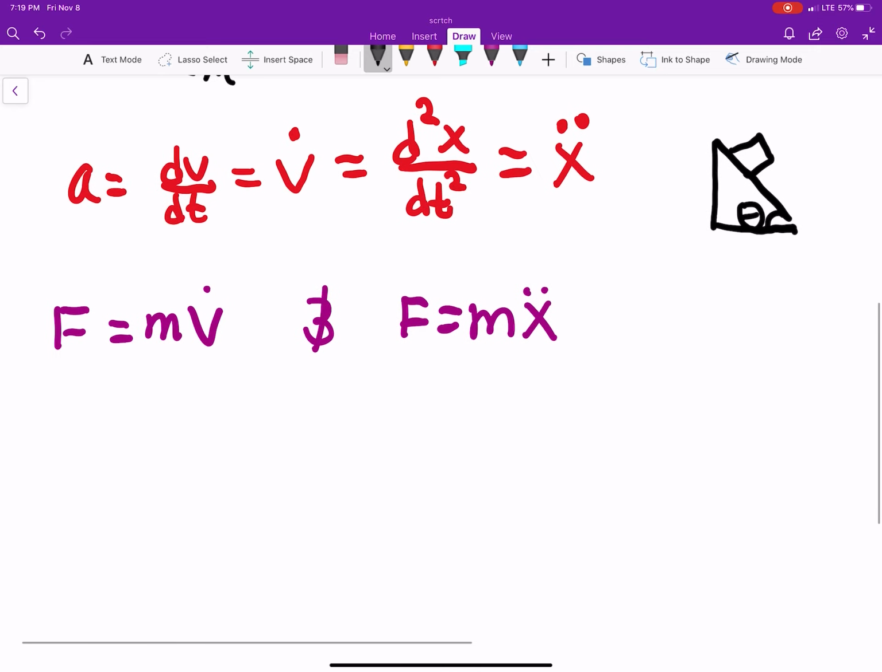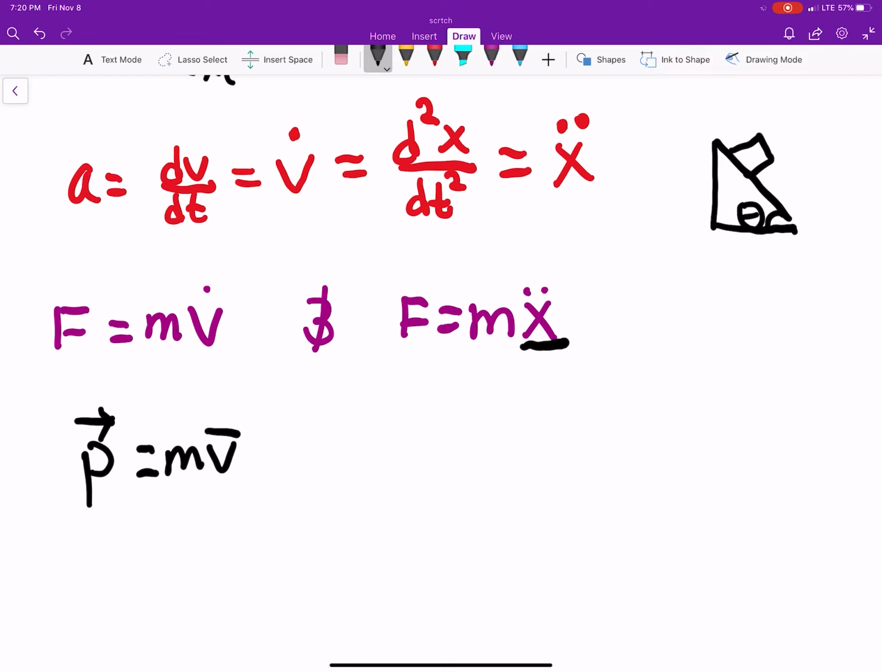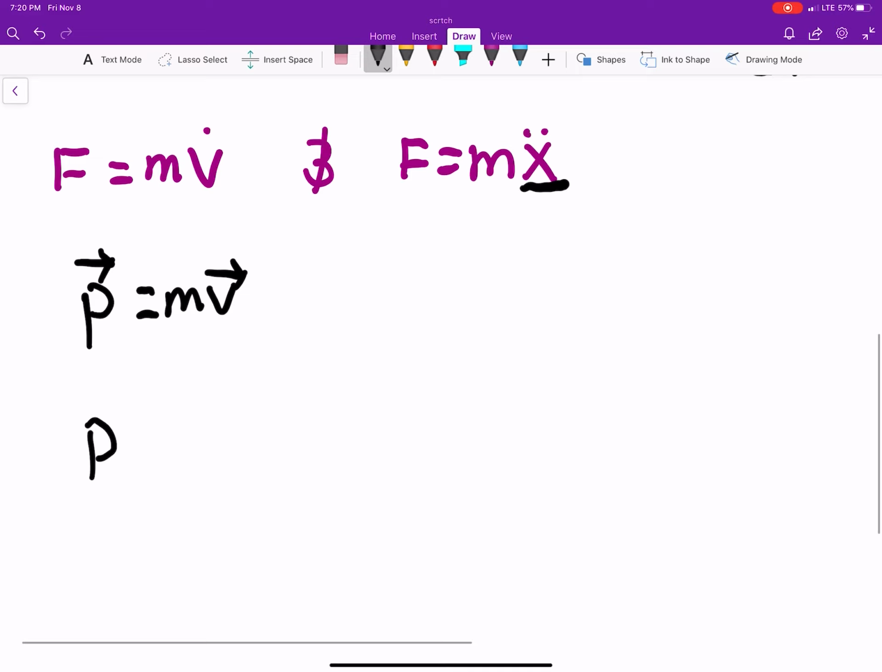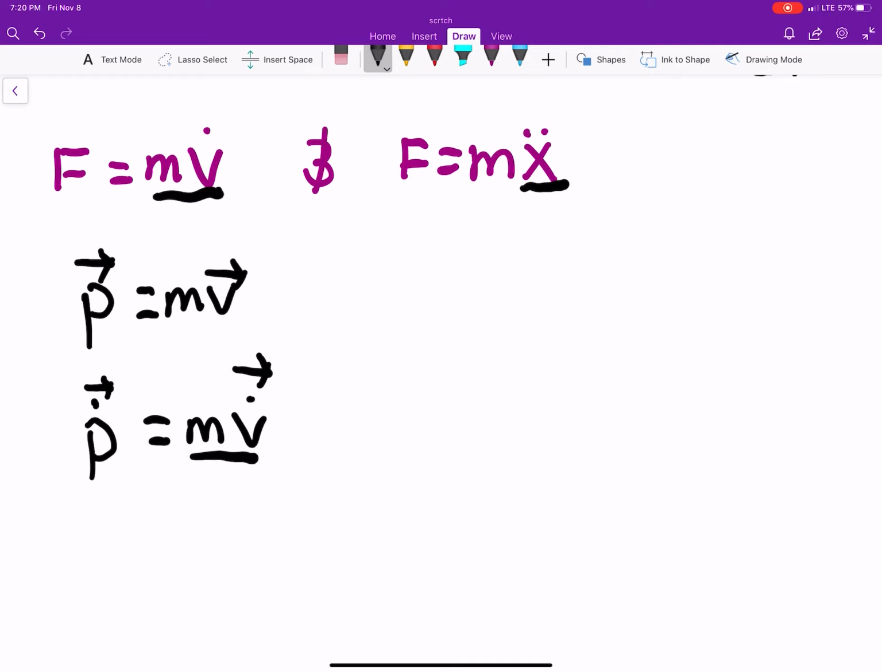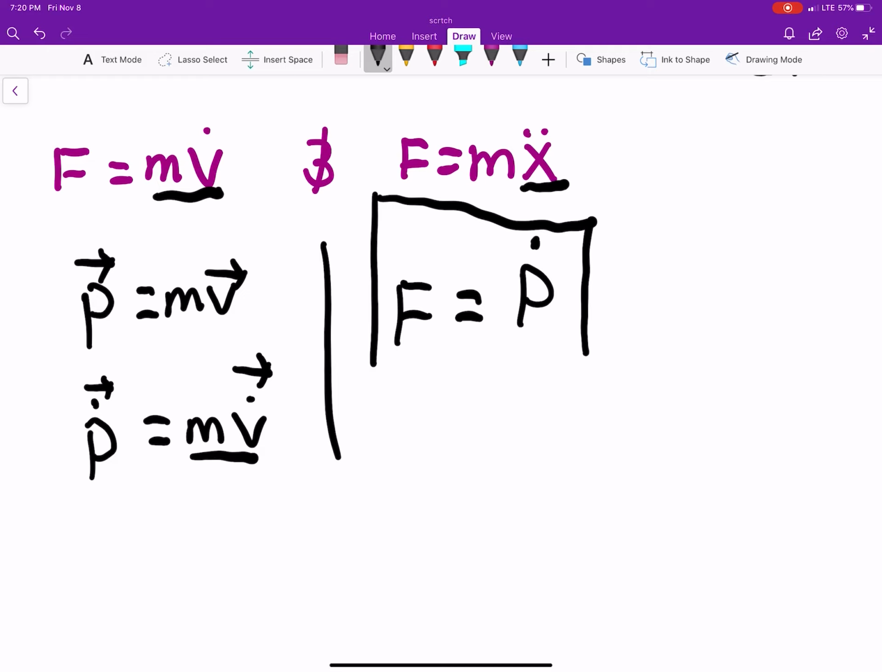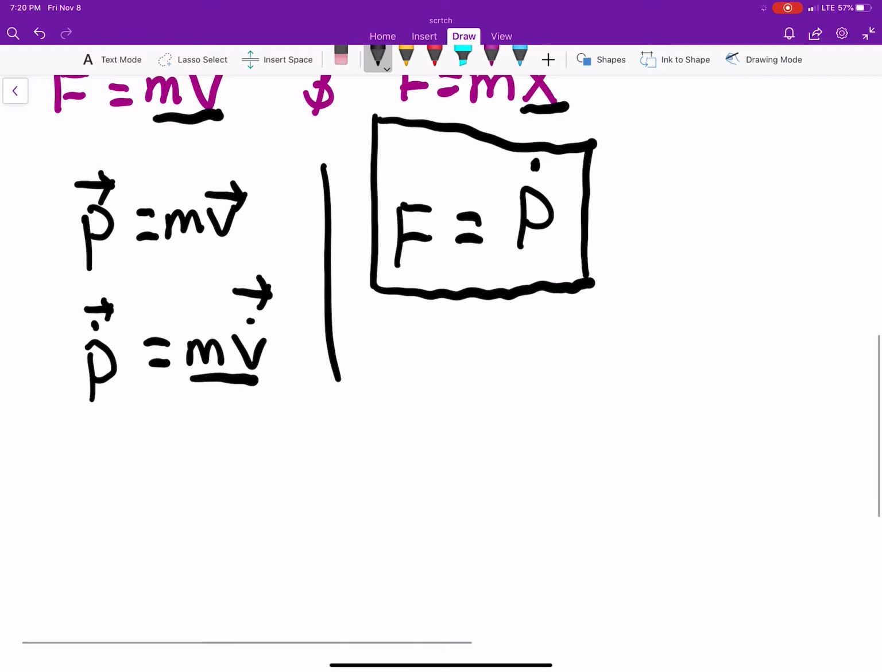Now this is helpful because number one, we could find position, or, and here's something interesting, remember that momentum is equal to mass times velocity. So the derivative of momentum is equal to mass, it's an ugly m, v dot. But this is just this. So the big takeaway here is that force is equal to the time derivative of momentum. Okay? It's actually how Newton originally wrote it.